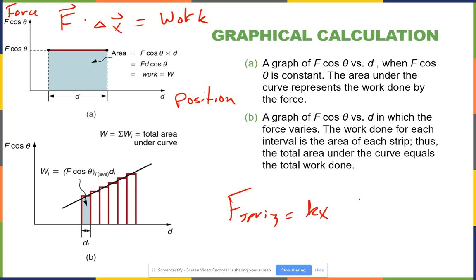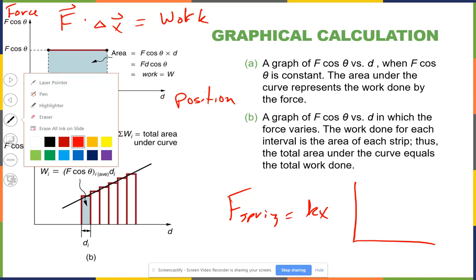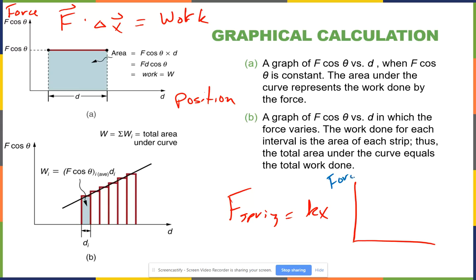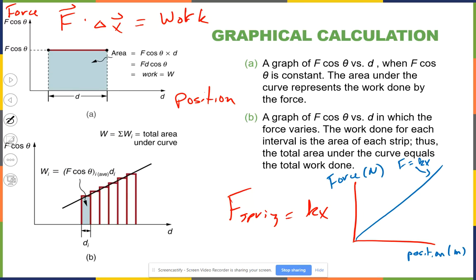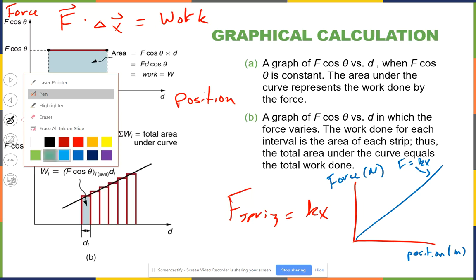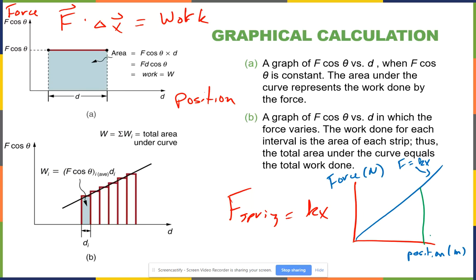Force of the spring is kx. So if I make a graph of force, it's a straight line like this, with the equation for this line being force equals kx. So if I want to find the area required to stretch the spring by some distance x0, what's my shape?